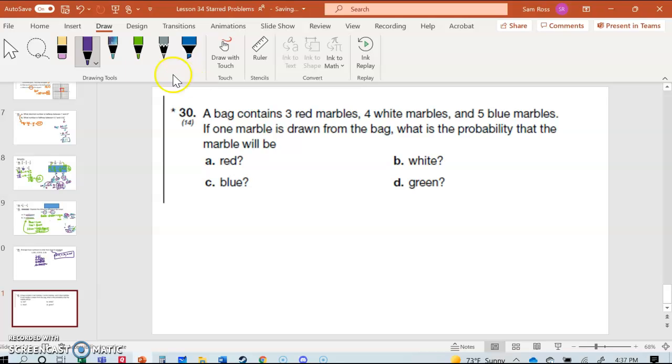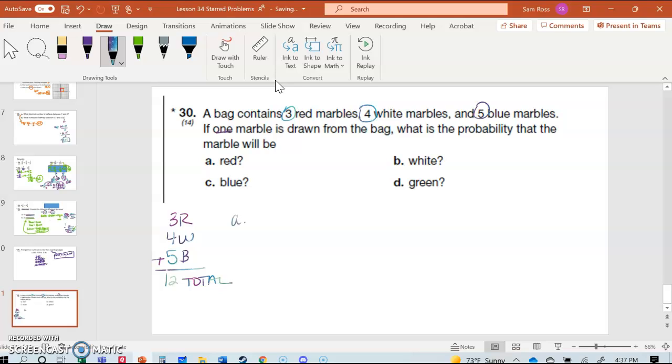Number 30. A bag contains 3 red marbles, 4 white marbles, and 5 blue marbles. If one marble is drawn from the bag, what is the probability that? So let's see. I have 3 red, 4 white, and 5 blue. So I have a total of 3 plus 4 is 7, plus 5 is 12 total.